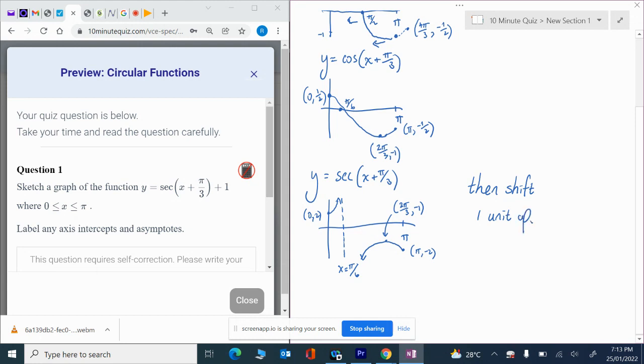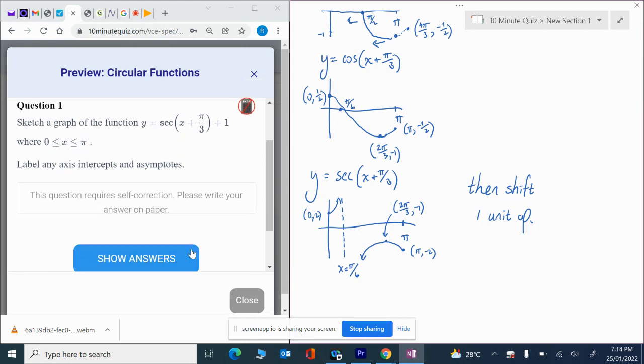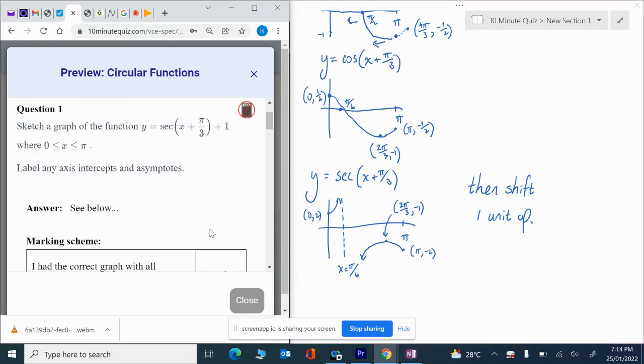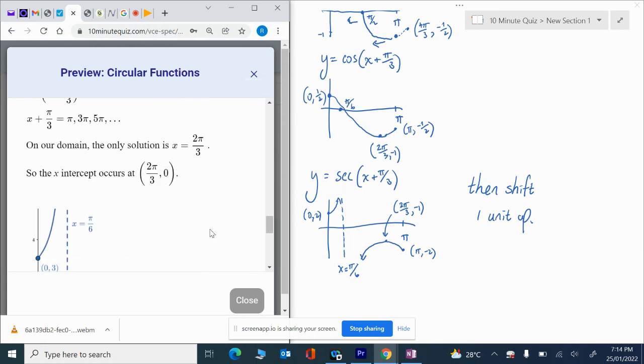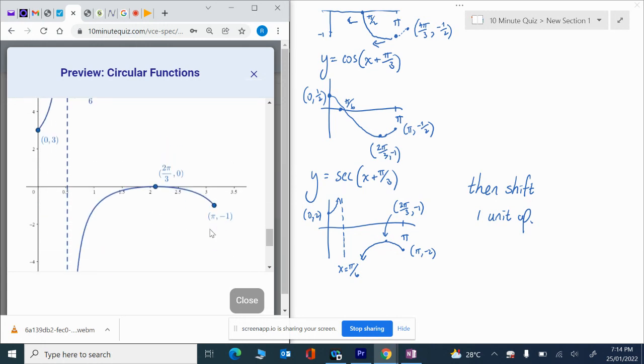Okay, and maybe even try to draw a nicer graph with a ruler, etc. Shift all these points 1 unit up. I won't sketch it with my pen here, but I'll show the solutions here on 10-minute quiz, so we can see what the graph should look like. And there it is there.